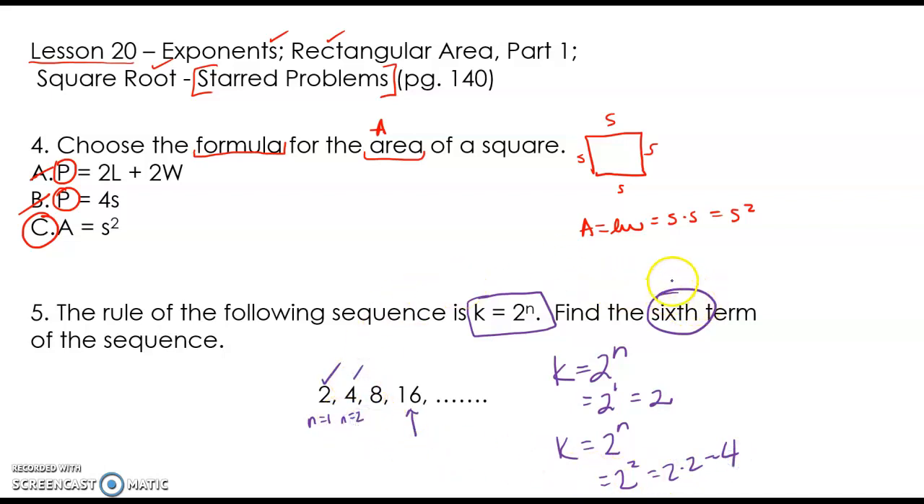It tells us to find the sixth term, which basically says we're going to plug 6 into this n. So k is equal to 2 to the 6th, which is 1, 2, 3, 4, 5, 6. I'm just going to plug this into my handy-dandy calculator so I don't have to. There we go, 64. Not bad. 64.